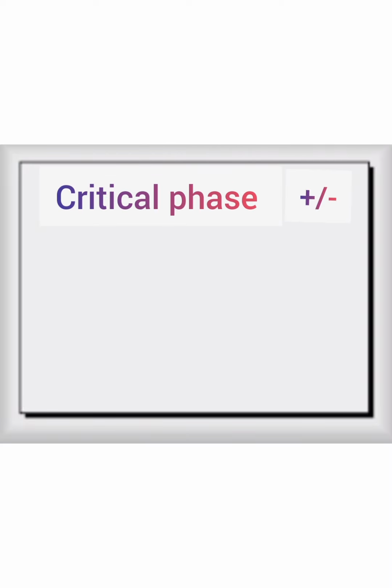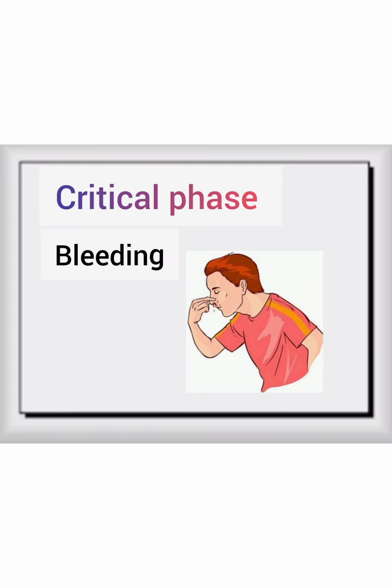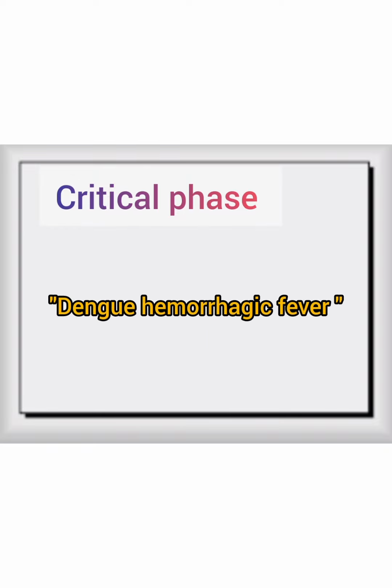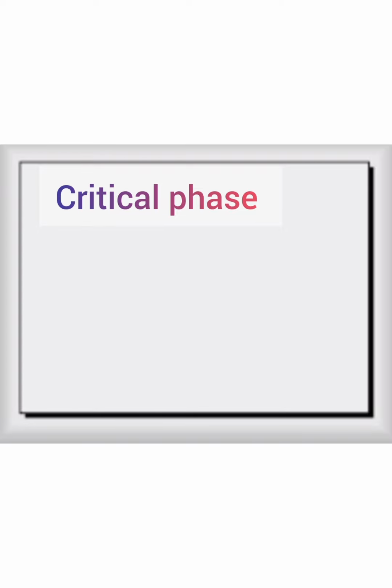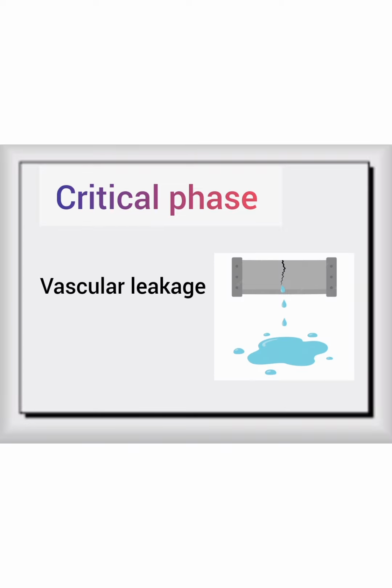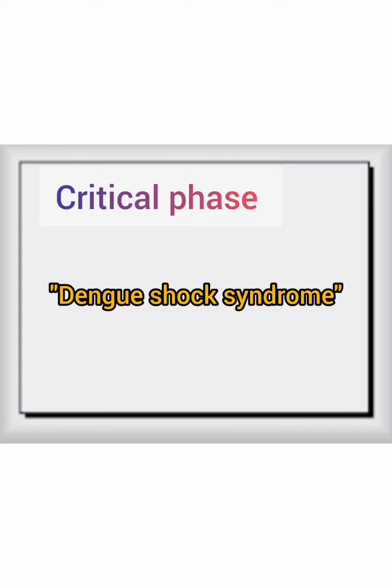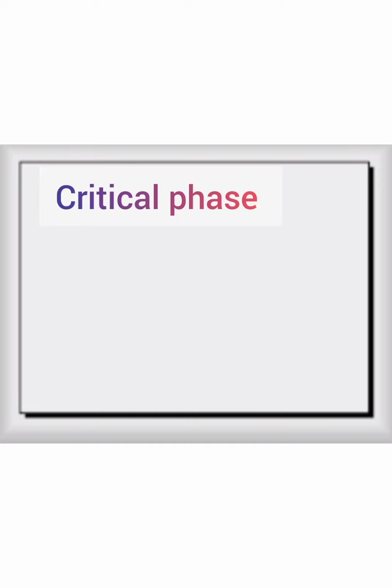Further moving to the critical phase, which you might not see in some patients, there is bleeding, epistaxis, hematemesis, and gingival bleeding, which are due to low platelets. And this is called dengue hemorrhagic fever. And the second one is vascular leakage. The plasma is leaking due to the increase in capillary permeability, so that will cause shock and hypotension. And this is called dengue shock syndrome. So these symptoms are present in the critical phase, which you might see or might not see in some patients.